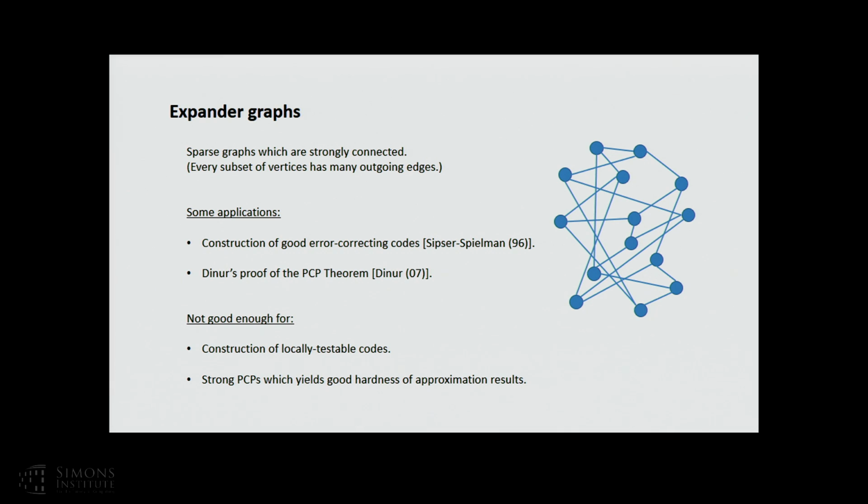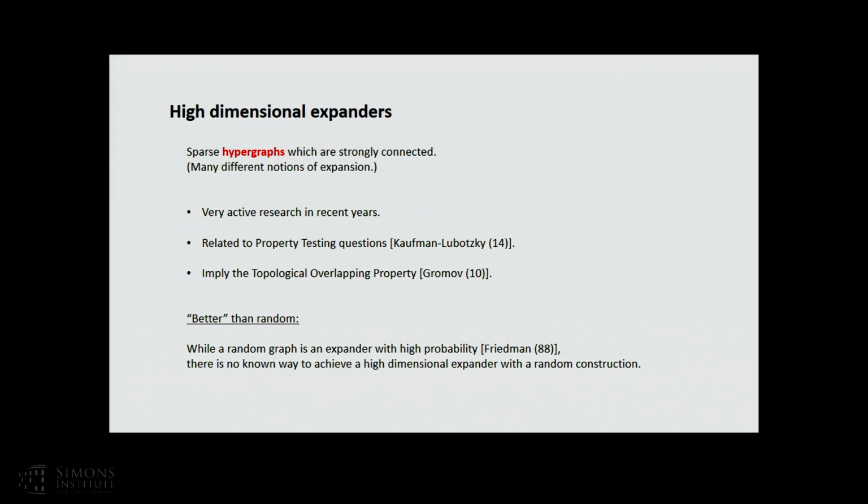So as we see, there are many applications of expander graphs, but there are still some applications for which expander graphs are not good enough. So here comes the notion of high-dimensional expanders, which are stronger in a sense than expander graphs, and we hope that they might be able to achieve these applications as well. So very loosely speaking, what are high-dimensional expanders? They are sparse hypergraphs which are strongly connected.